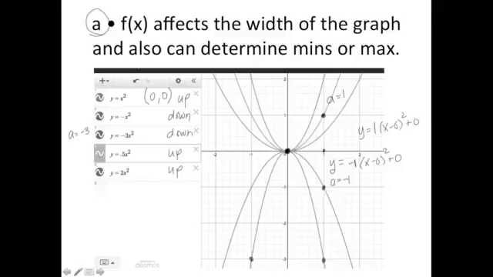If I was going to write the equation for the blue graph, I went to the right 1 and up 2. So for the blue graph, A is equal to +2. And hopefully you're confirming that over here. So if I was going to write the equation for the blue graph, it would be y = 2(x - 0)^2 + 0.